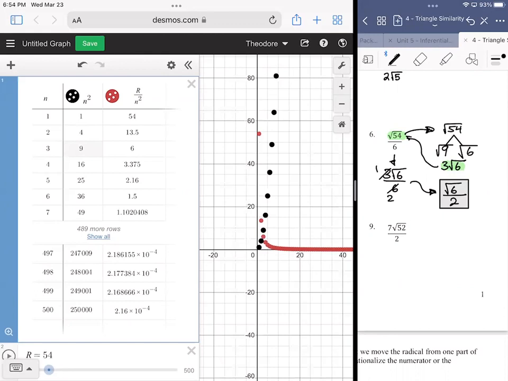One of the conditions of having a simplified radical is only having a radical in one part of the fraction. So in these cases, we're not getting a radical in the bottom of the fraction, but we are getting a radical in the top. As long as that radical in the top is in the simplest form, you're good to go.